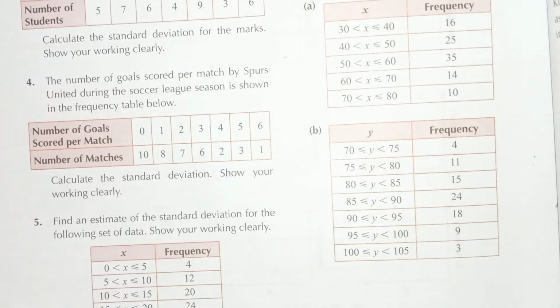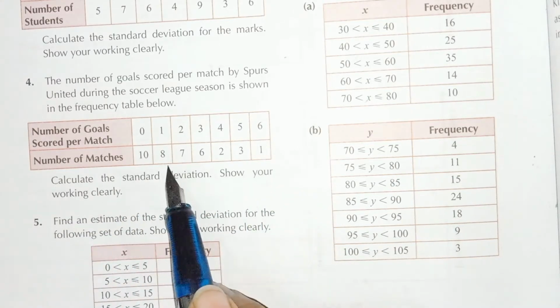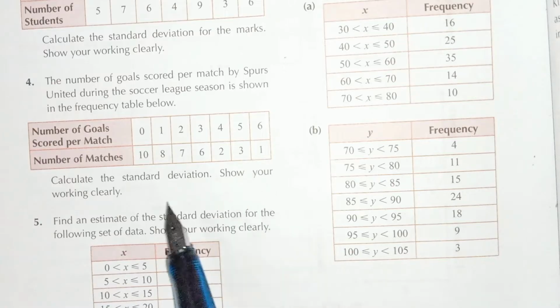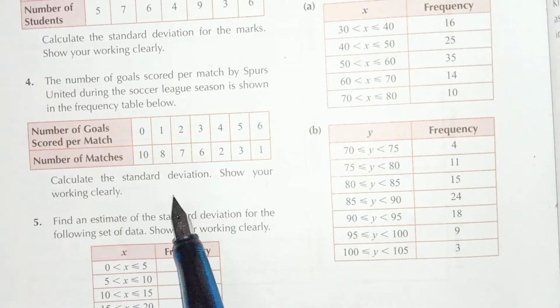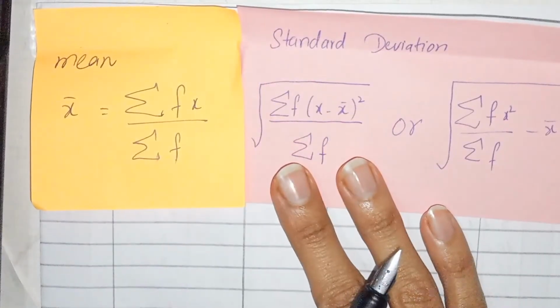Now students, question number 4. The number of goals scored per match by Spur United during the soccer league season is shown in the frequency table below. These are the number of goals scored per match, and these are the number of matches. Calculate the standard deviation and show your working clearly. Now we have to find the standard deviation.